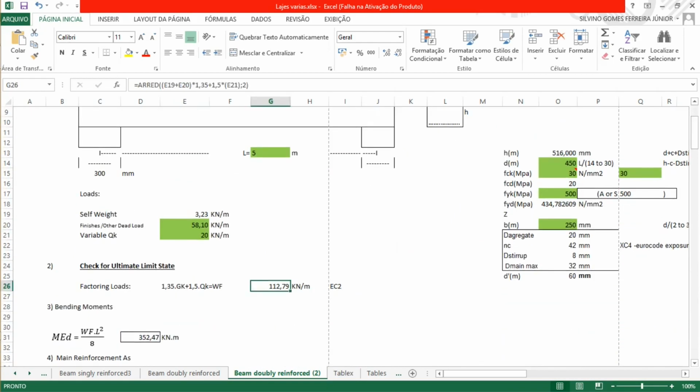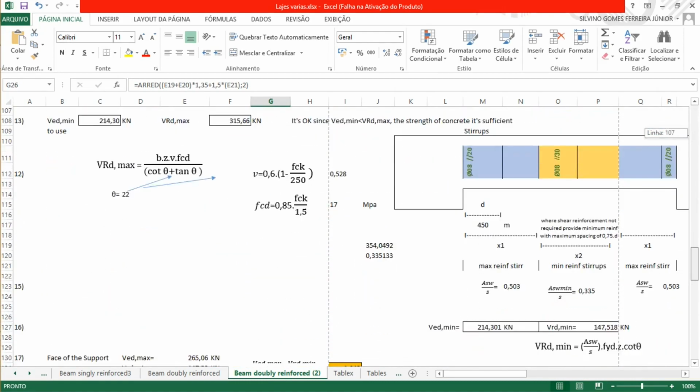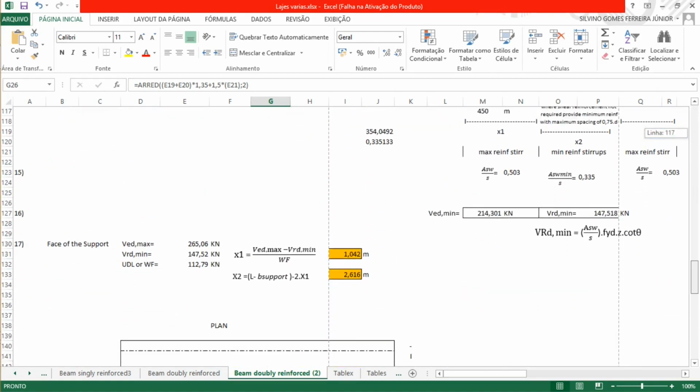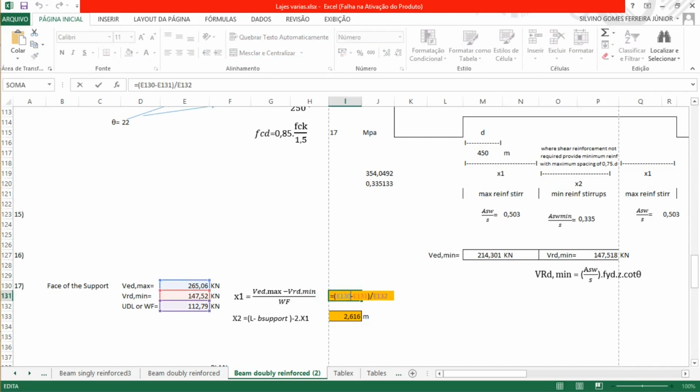Okay, now we are in condition to make a triangle and get the values of x1 and x2, and it will be x1 equal to VED maximum less the VRD minimum over the factored load 112. Replacing all values, we get 1.042 meters.